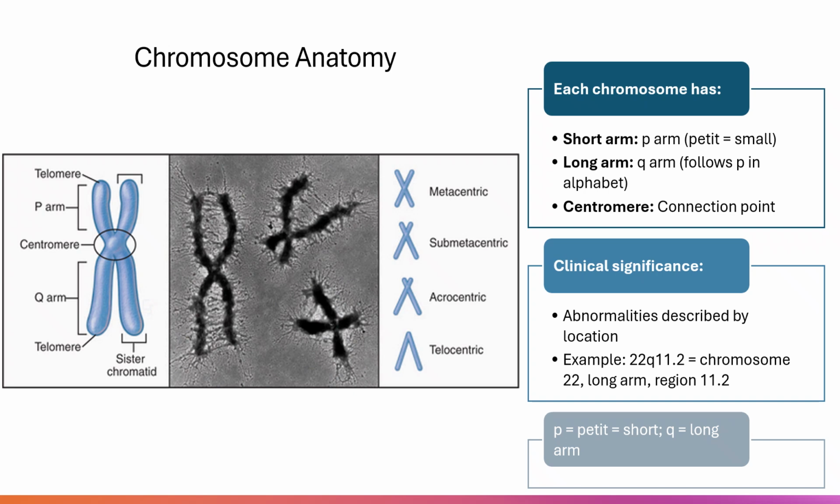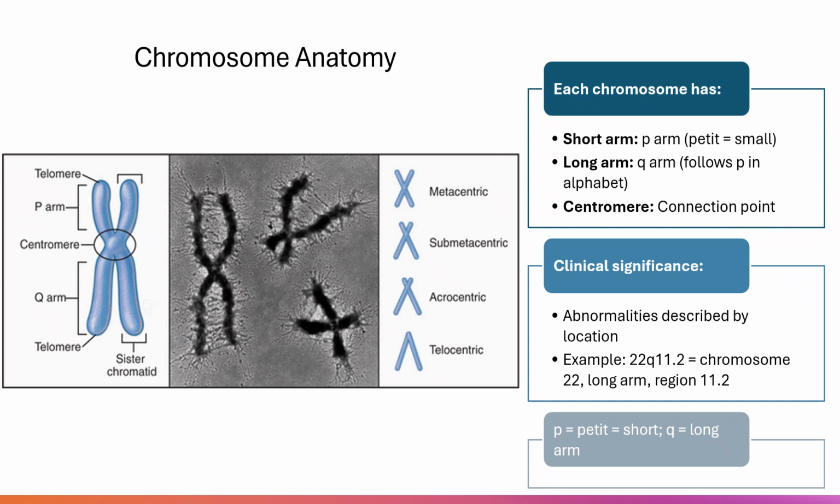The clinical significance becomes clear when we receive genetic reports. Take the notation 22q11.2. This precisely identifies chromosome 22, long arm, region 11, band 2. Each chromosome arm is divided into regions, then bands, then subbands, creating an addressing system as specific as GPS coordinates. When a report states an infant has a deletion at 22q11.2, we immediately know this refers to DiGeorge syndrome. This anatomical precision transforms vague clinical suspicions into actionable diagnoses.